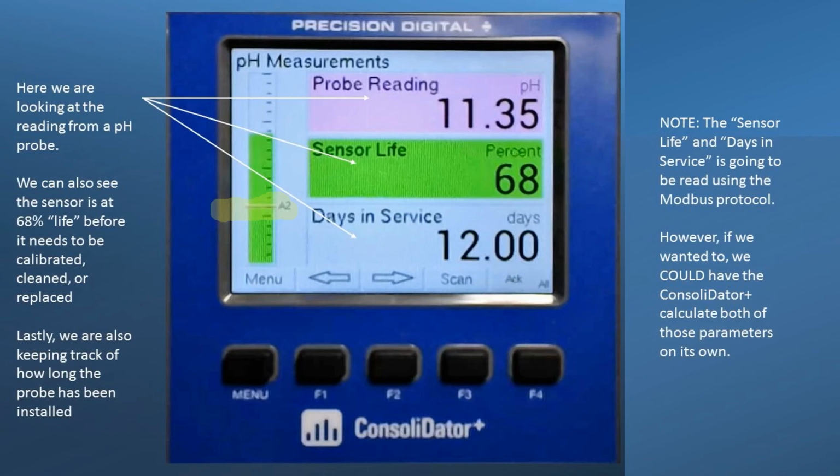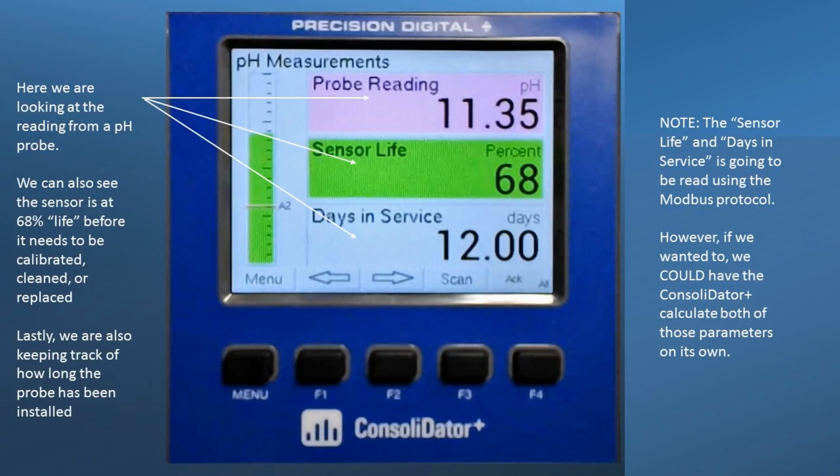And so the ConsoliDator Plus can actually do that, where we can alarm based on how long the probe has been used. So if it's been used for, let's say, more than 30 days or however long the probe is rated for, the ConsoliDator Plus can at least let you know. And again, these parameters are usually coming over on Modbus, and we're just displaying this. So the ConsoliDator Plus isn't calculating how long until you need service, although we could do that, okay? So again, this is all from Modbus, but we do have ways to be able to keep track of how long something has been in service.